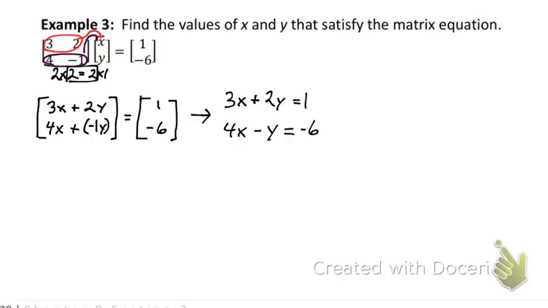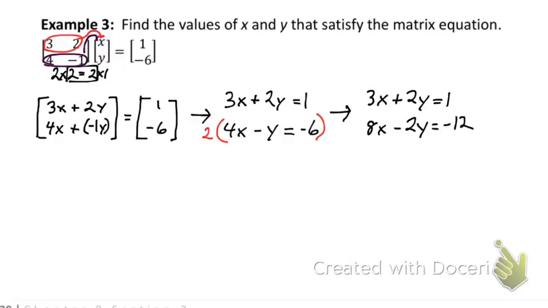Now at this stage, I'll let you solve it however you want. I'm just going to use elimination, just because we haven't done it in a while. I can easily see that if I multiply that bottom one by 2, I'm going to create that 0 pair. So rewriting this, I'm going to have 3x plus 2y equals 1. All over 2 times 4 is 8x. Negative y times 2 is negative 2y equals negative 12. This is my 0 pair. So I'm going to have 11x equals negative 11.